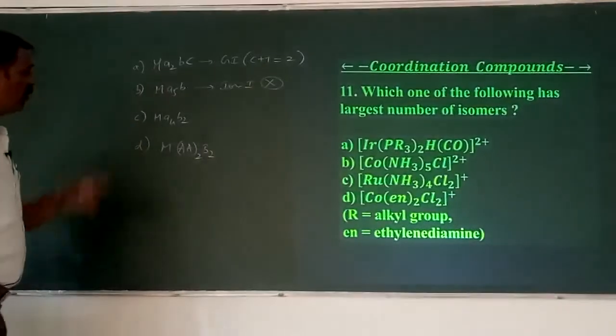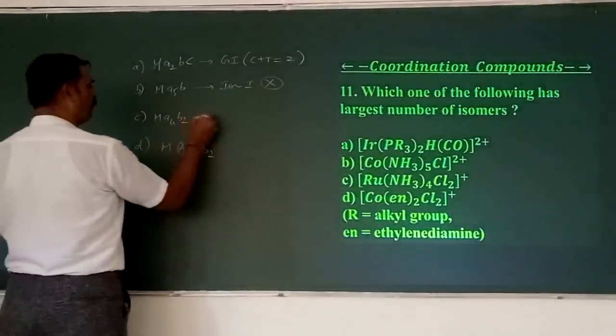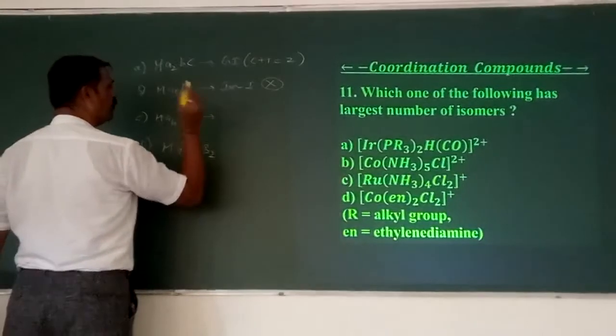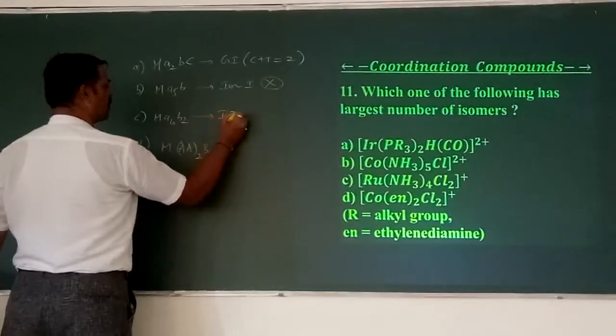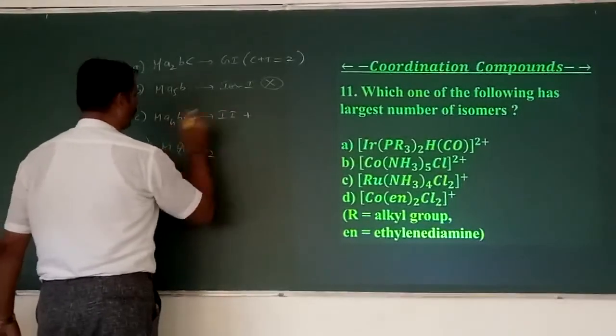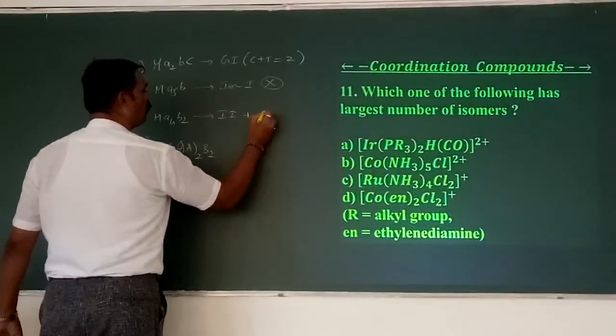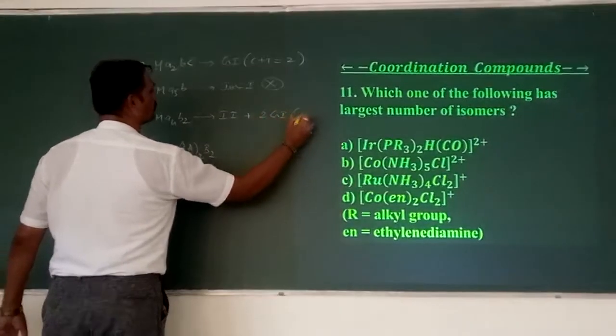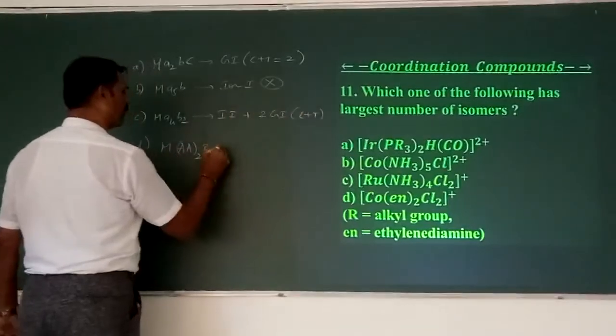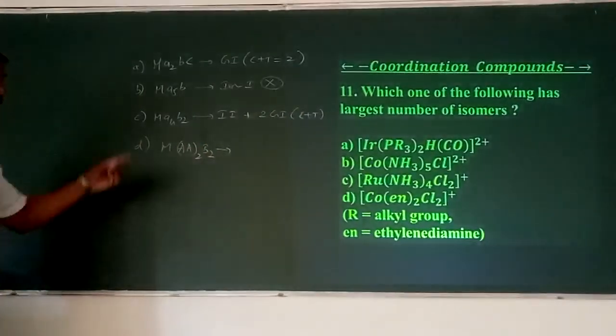Okay. Next we will have this MA4B2. Again, no doubt it is the ionization isomerism, along with 2 geometrical isomers, that is cis and trans. Therefore it is equal to 5. In case of this, what we can expect?